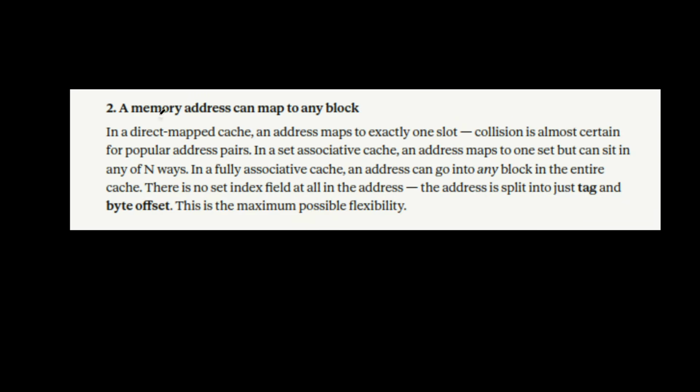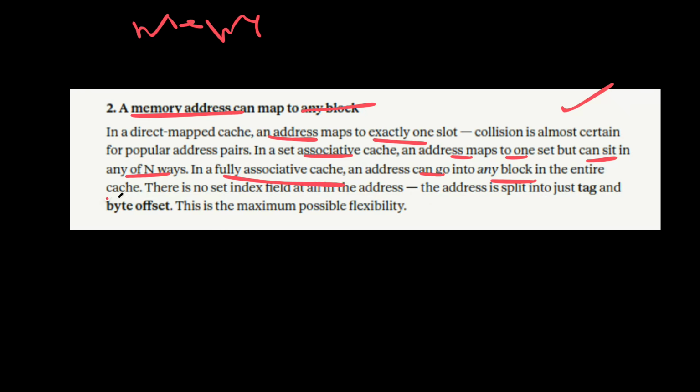Now a memory address comes. Whenever a memory address comes, it can map to any of the blocks. In direct mapped cache an address can map to exactly one slot only, so collision occurs. And in set associative, an address maps to one set, but it can sit in any of the n ways in that set. But in fully associative cache, an address can go in any block in the entire cache.